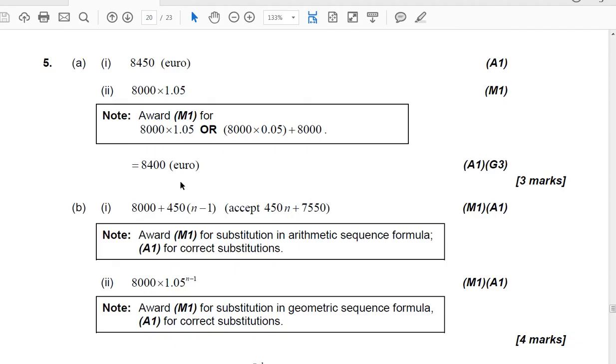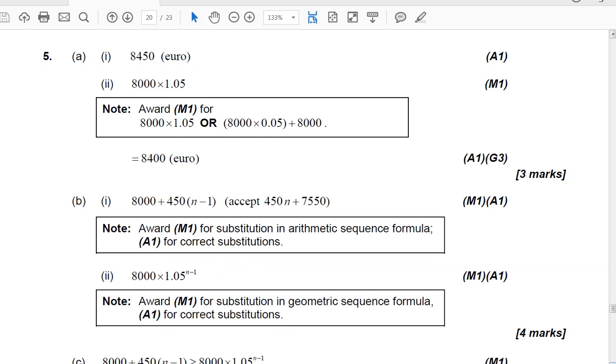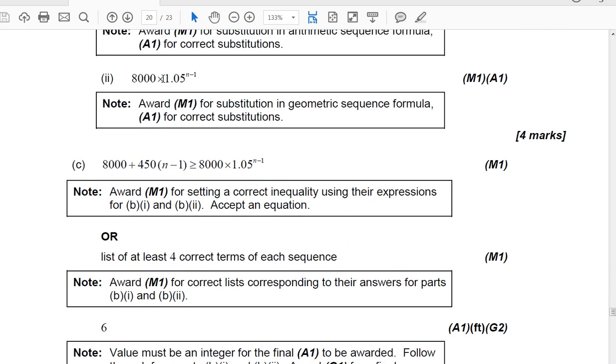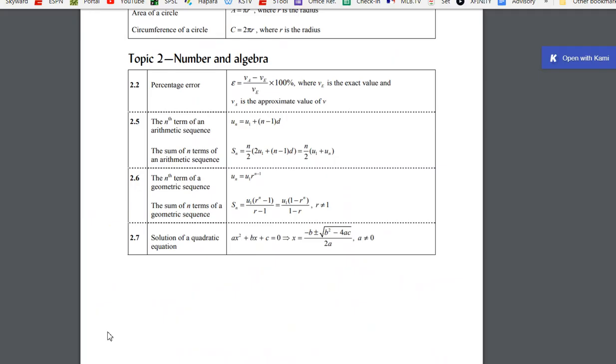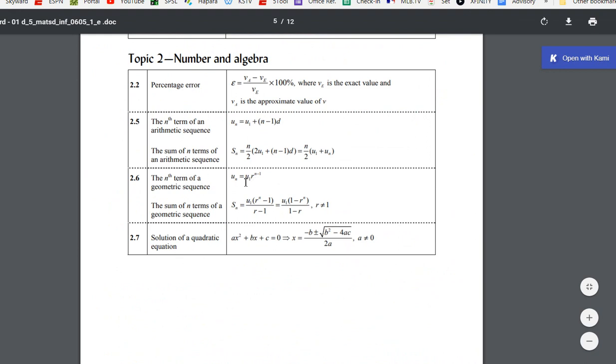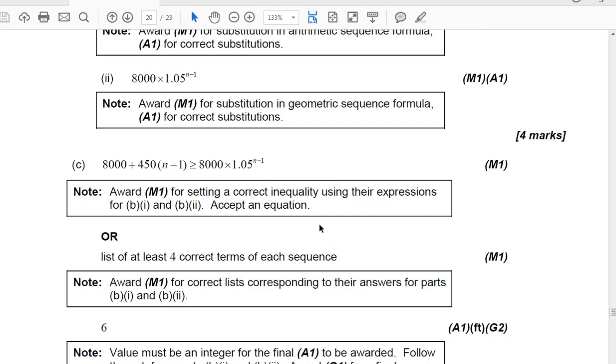Let's go back to our answers. So next one, 8,000 plus 450 times n minus 1. Okay, we did that one. And then part 2 is Barbara's amount. So there's 8,000. Oh man, geometric sequence formula. Here's the nth term of a geometric sequence: first term times the rate, 1.05 to the n minus 1. So look at that, you can just plug those straight into the geometric and arithmetic sequence formulas. That makes it easier, doesn't it?